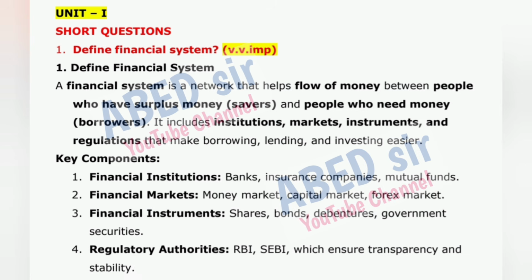Key components: 1. Financial institutions, banks, insurance companies, mutual funds. 2. Financial markets, money market, capital market, forex market. 3. Financial instruments, shares, bonds, debentures, government securities. 4. Regulatory authorities, RBI, SEBI, which ensure transparency and stability.